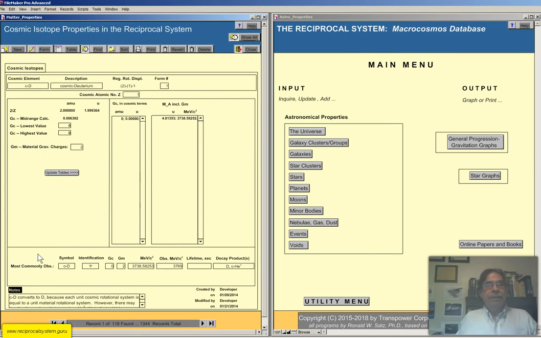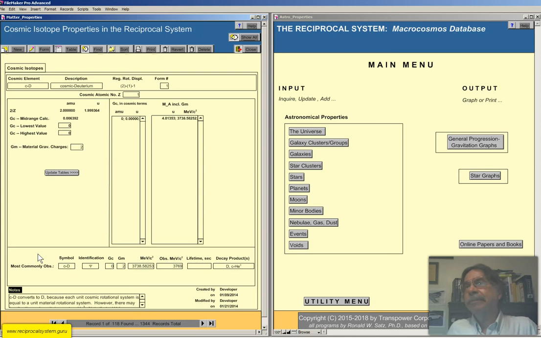So what are cosmic elements? Well, first of all, there is no antimatter and there's no dark matter in the reciprocal system. There are two types of matter, material and cosmic. Cosmic matter is the inverse of our ordinary material matter. There are 118 cosmic elements, just as there are 118 material elements, with the 118th element being unstable regardless of the region. If you tried to make an element with the atomic number greater than 118, either in the material sector or the cosmic sector, it would decay immediately regardless of the environment.